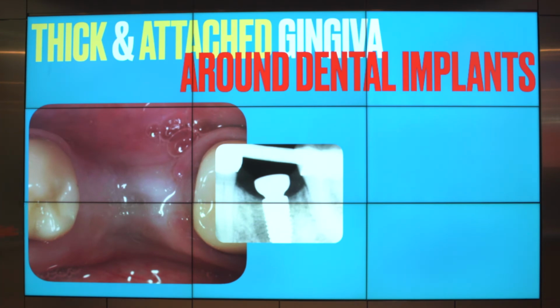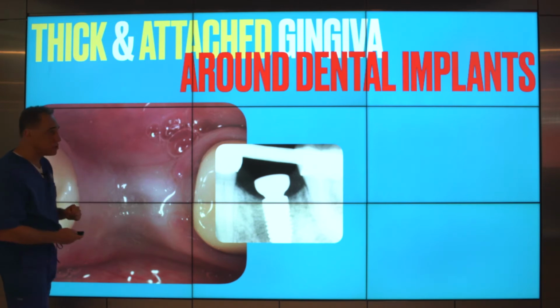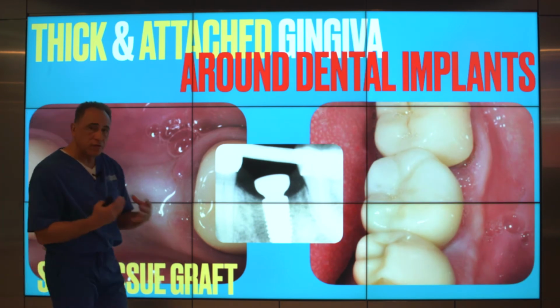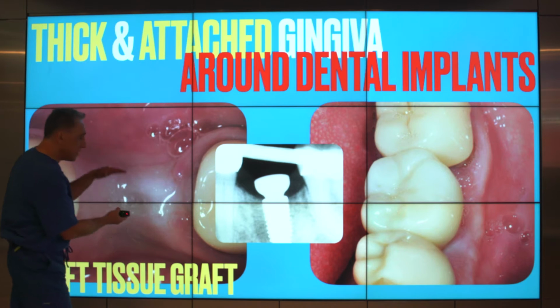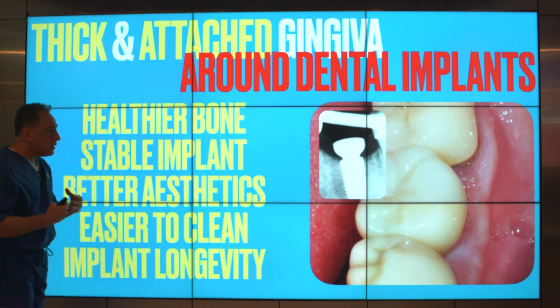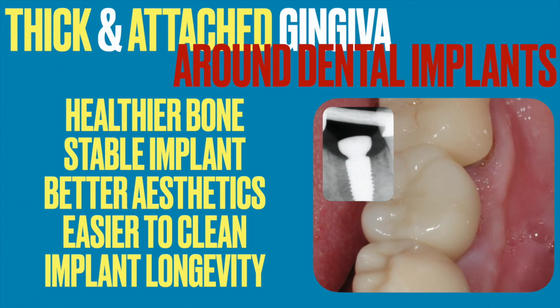And in patients who have dental implants with perhaps a very thin zone of this attached or keratinized gingiva, we can perform soft tissue grafts. We can develop a higher quality and a thicker gum tissue. And this will lead to a number of advantages, a number of benefits.